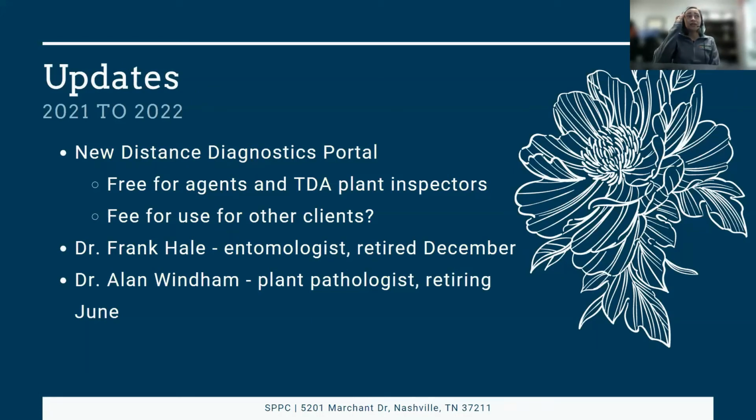Just in general, in my lab, I'm really considering having our distance diagnostics portal be available for our landscaper clients, from some of our more commercial clients to use. So that's something that I'd appreciate feedback on, but it is a free service at this moment for our extension agents.